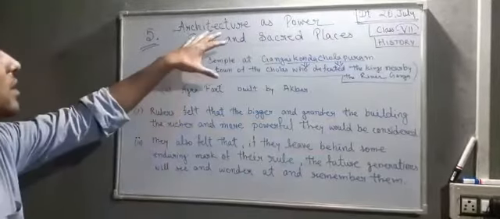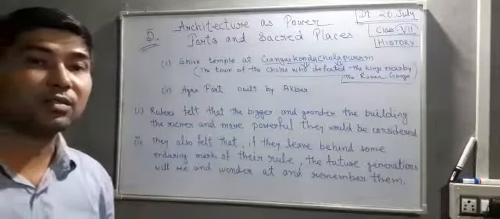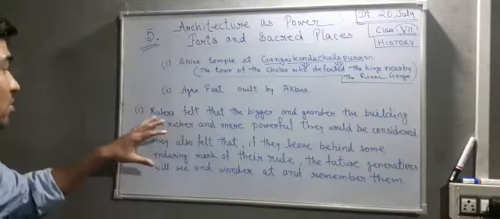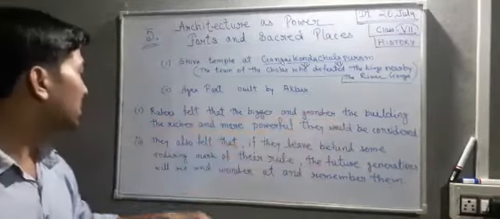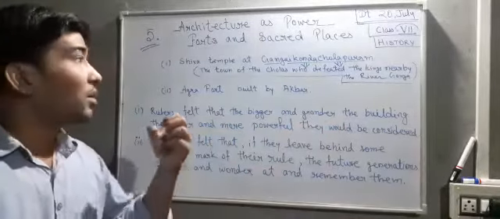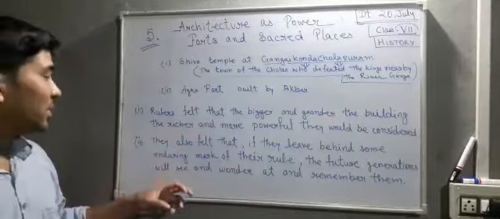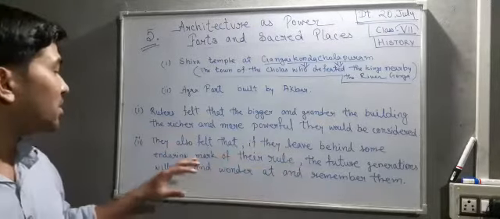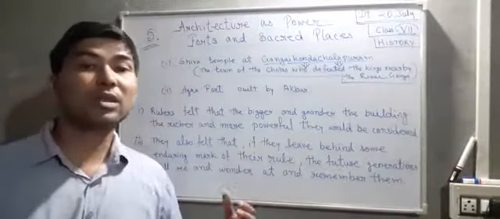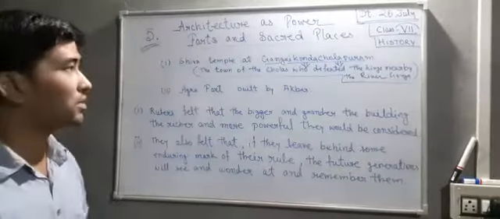Now the meaning comes here: architecture is power. Here, architecture means buildings. The greater the buildings, the greater the rulers were. Architecture was shown as power because the rulers felt that the bigger and grander the building, the richer and more powerful they would be considered. So they started building architecture greater than other kings. The next reason for building great buildings is that they felt that if they left behind some enduring mark of their rule, future generations would see it, wonder at it and remember them. These were the two reasons which show us architecture as power, forts and sacred places.